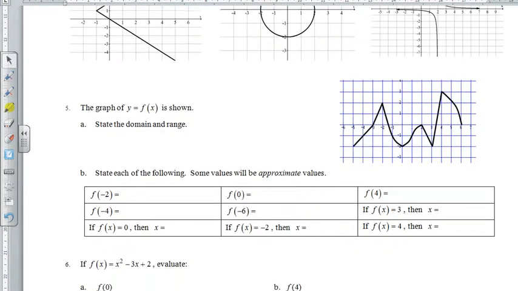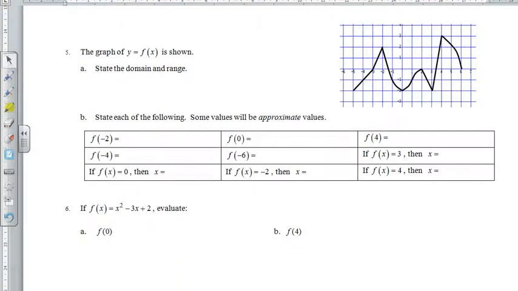Okay, number 5. The graph of y equals f of x is shown. When we talk about functions, we can describe them a number of different ways. We could do it as an equation, f of x equals x squared minus 3x plus 2. That's what's done down here. Or here's the graph of y equals f of x. Really, those are the 6 things above that are f of x. Well, not D and E, because they're not functions, so they can't be an f of x. State the domain and the range.